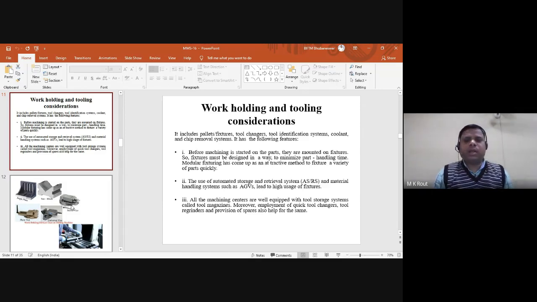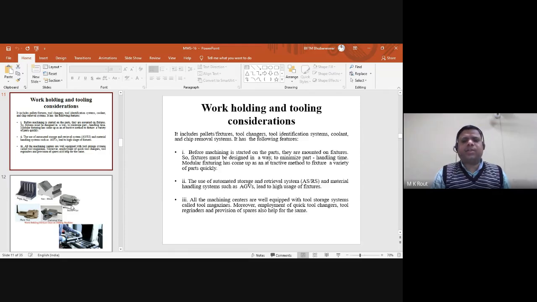That is why coolant is used during this particular process. And the next important process is chip removal. As you know, the machining process involves removing unwanted material in the form of chips, and those chips should be easily collected from the machine to a waste or disposal area where they can be easily removed from the workplace. So these are the things which are considered.